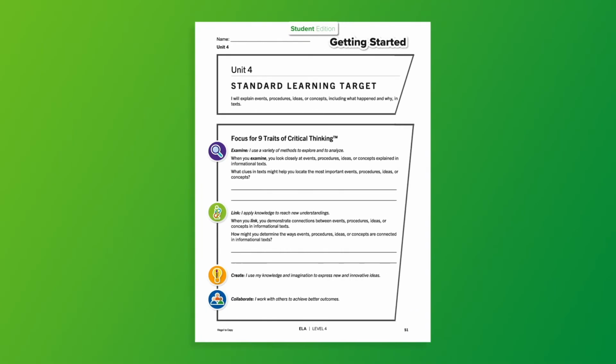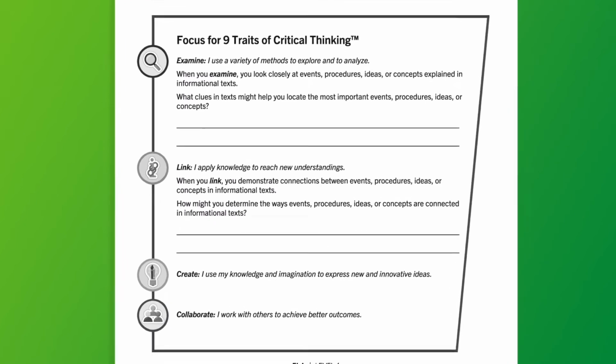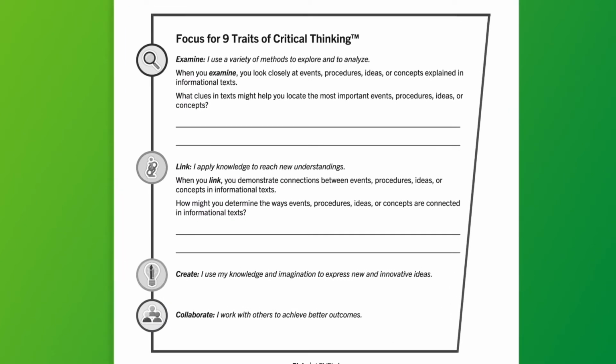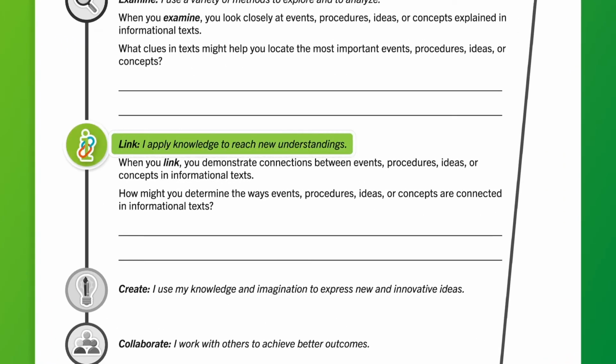The Student Edition provides students with measurable, action-based behavior statements to help them recognize when they're thinking deeply and critically and to connect their thinking behavior to the concept. You'll see these symbols throughout the units in both the Teacher Edition as well as the Student Edition when the trait is referenced. Notice in the Student Edition the behavior for link is explicitly described. When you link, you demonstrate connections between events, procedures, ideas, or concepts in informational text.